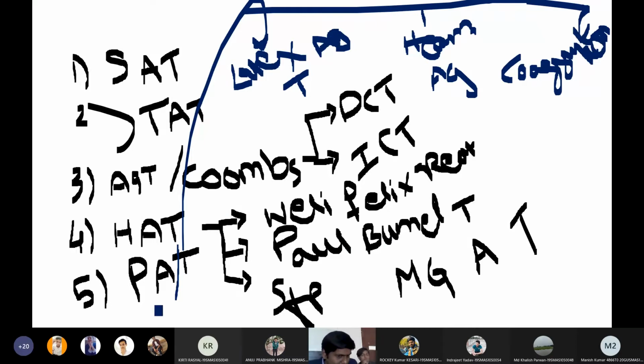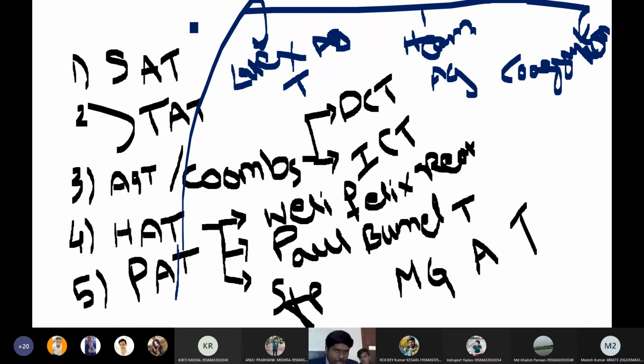Then coming to the passive agglutination test, we have 3 types of passive agglutination test. Can you tell me, Anuj, the 3 types? Latex agglutination test, heme agglutination test, and co-agglutination test. So these are the types of agglutination test we have.